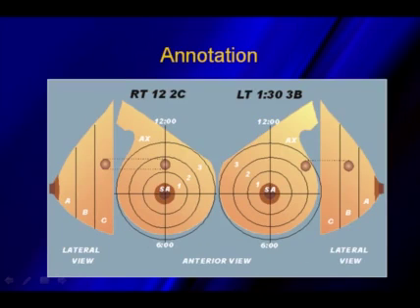Just another example of scanning a patient in the right breast at 12 o'clock and the left breast at 1:30. This would be the 3B because it's clear out in the periphery and halfway down through the breast. This would be 12 o'clock 2C, halfway out and up against the chest wall.